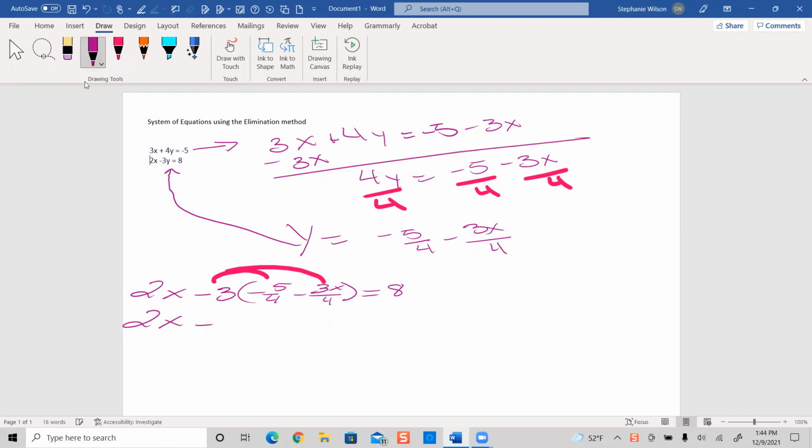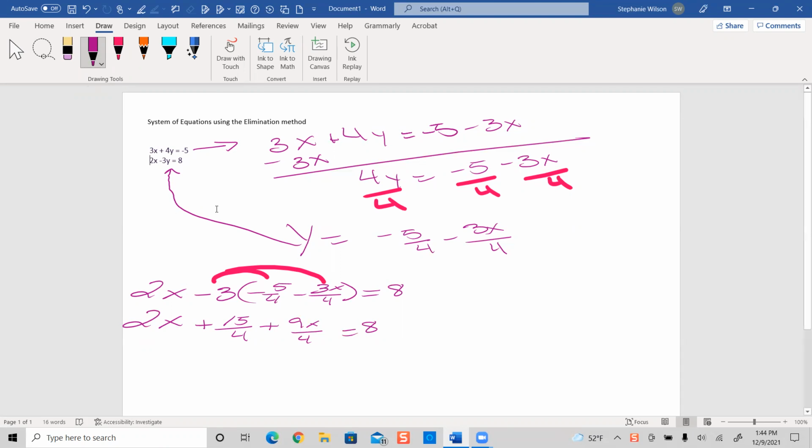So I have negative times negative, which gives me positive. And then I have 3 times 5 is 15 over 4. Then I have negative times negative again is positive. 3 times 3x is 9x over 4 is equal to 8.